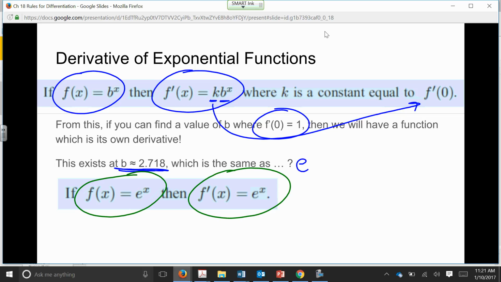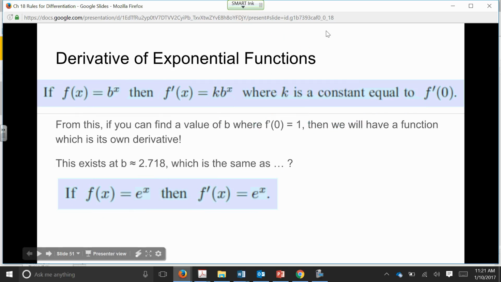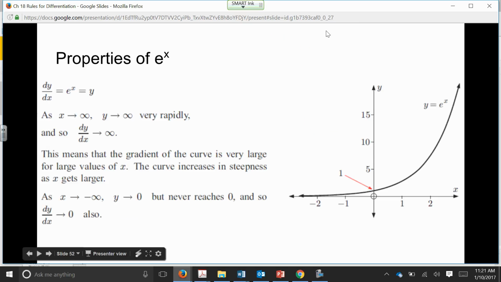And obviously that's important because if you know that the derivative of e to the x is e to the x, then you can find other derivatives that include e to the x within them. And that's what we're going to take a look at right here.